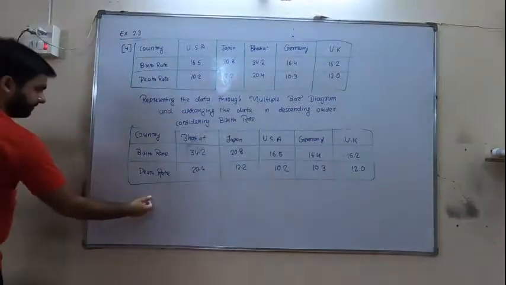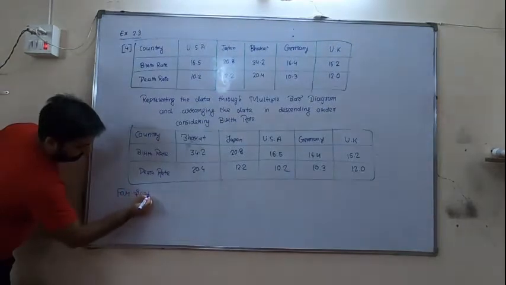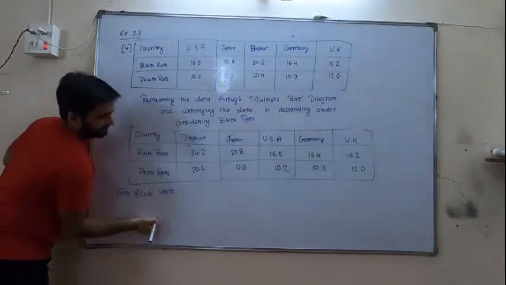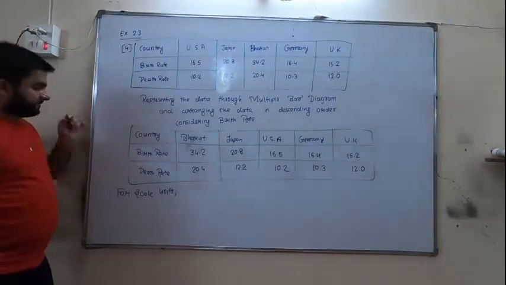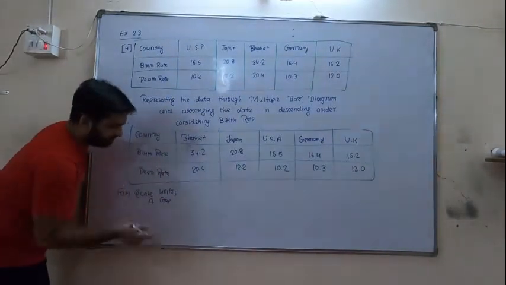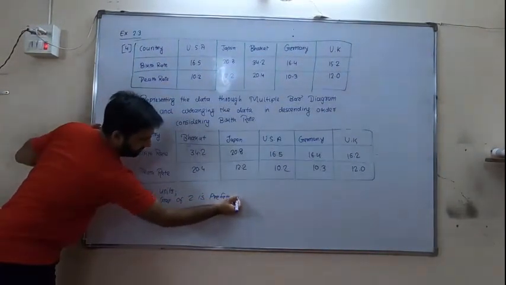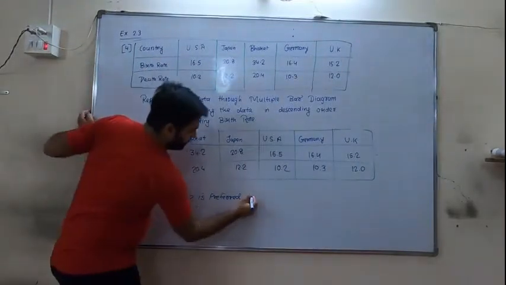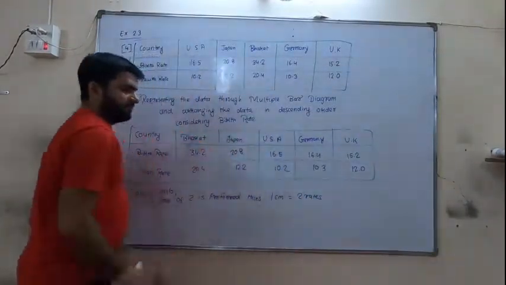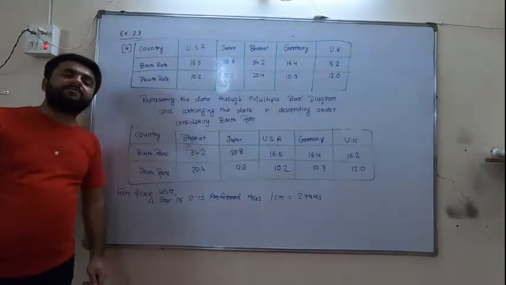Now below it, for scale units, comma, in the next line. This you will write in the graph itself. A gap of 2 is preferred. Thus, 1 centimeter is equal to 2 rates. For scale units, a gap of 2 is preferred, thus 1 centimeter is equal to 2 rates.